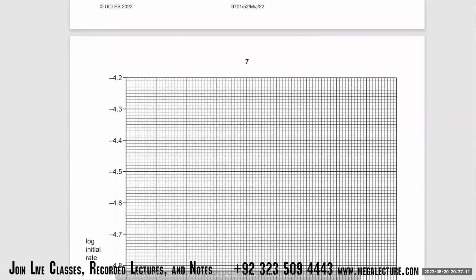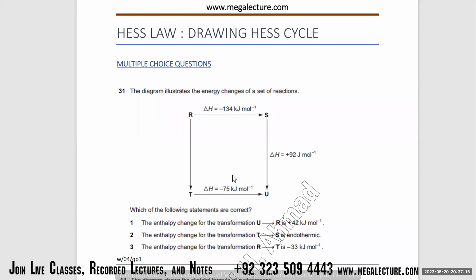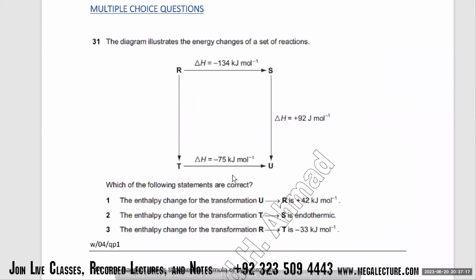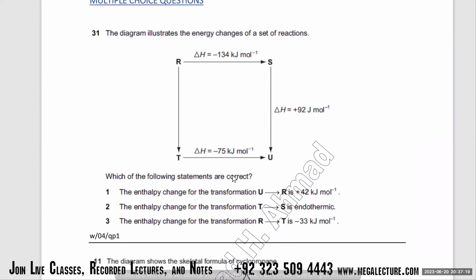Okay, so the idea is that one path is equal to the other path in a chemical reaction, as long as your reactants and products are exactly the same. For the first question, there's a Hess cycle drawn. You don't know what R, S, T, and U are. Which of the following statements are correct?